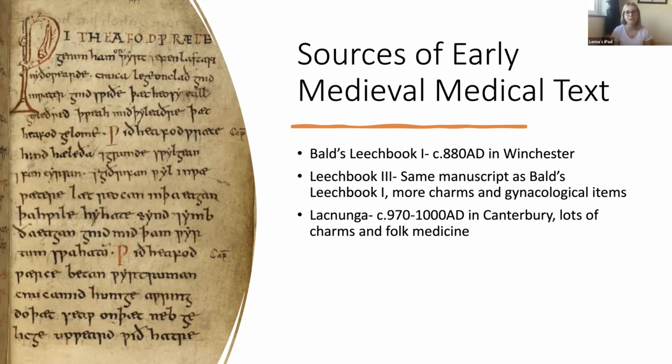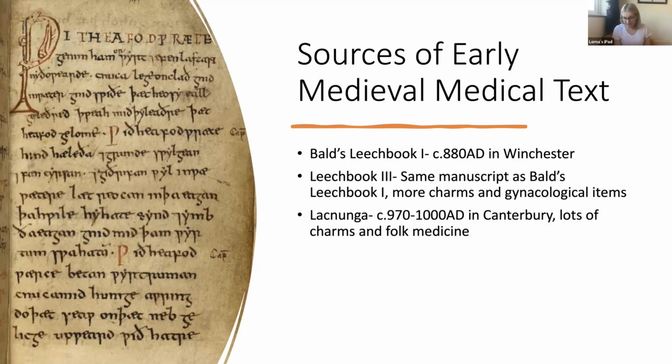And then we have the Lacnunga, which is found in a manuscript which also contains the Old English Herbarium, which is only written in Latin, unfortunately. It is described as a collection of herb remedies and charms, mainly in Old English. It's probably written in Canterbury around 970 AD, so a bit later. The Lacnunga is described as a disorganized collection of remedies. It doesn't follow any order. It's kind of like a scrapbook of things that people have just written down higgledy-piggledy all over the page. It's really cool.